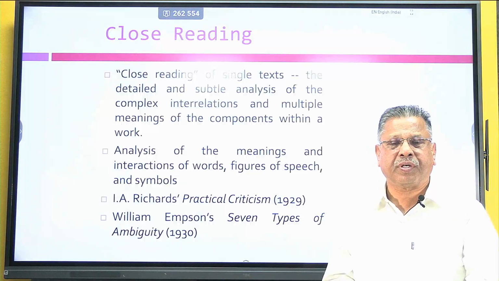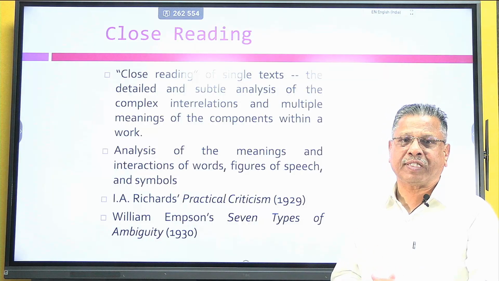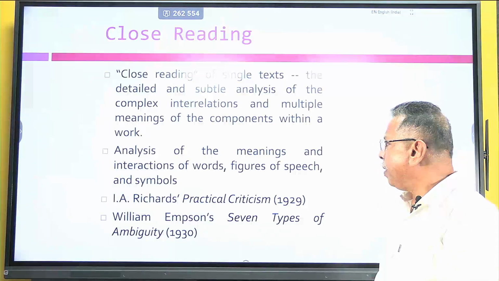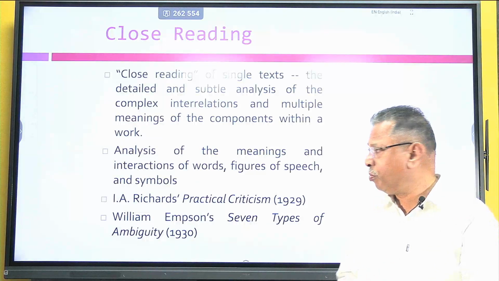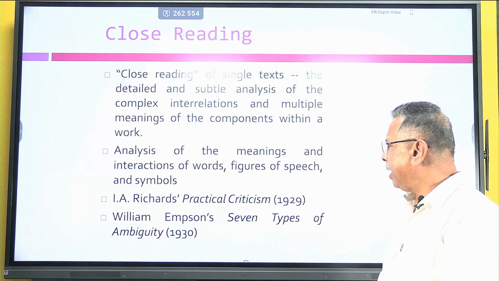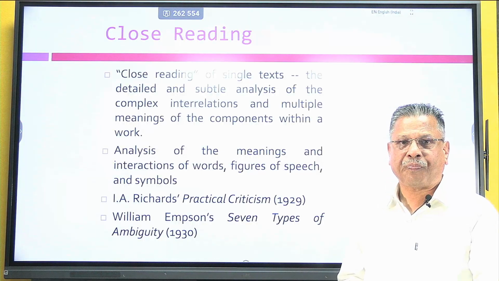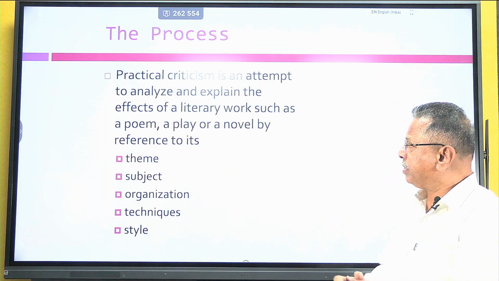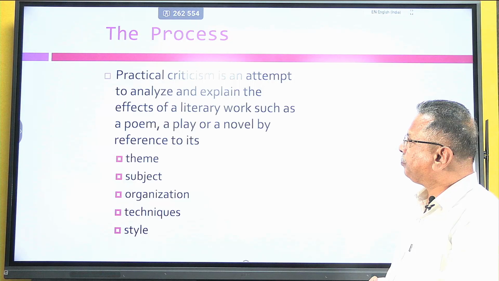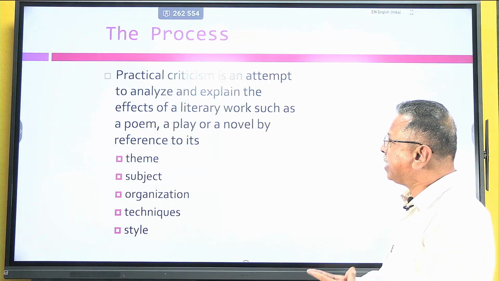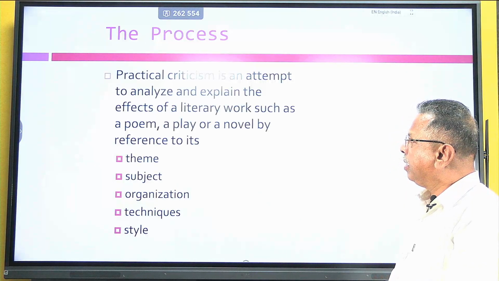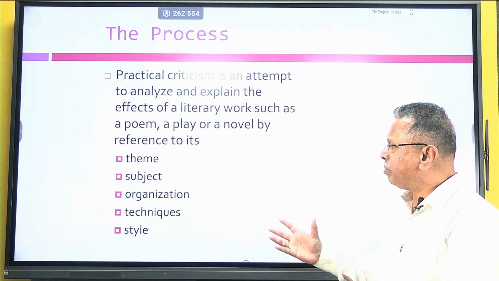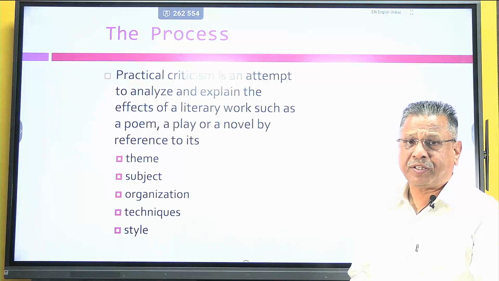It was I.A. Richards who developed this concept of practical criticism in his class, and later on he wrote a book, Practical Criticism, based on his individual experience of classroom teaching. William Empson's book, Seven Types of Ambiguity, is also an addition to this critical material on the concept of practical criticism. Now, practical criticism is an attempt to analyze and explain the effects of a particular literary work, such as a poem, a play, or a novel, by referring to theme, subject, organization, techniques, style, etc.